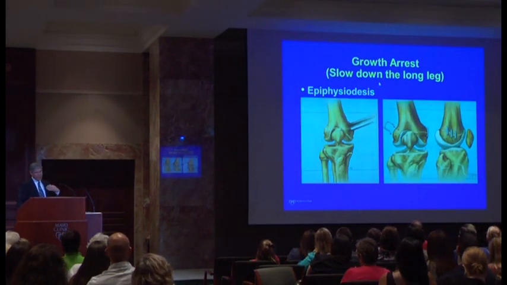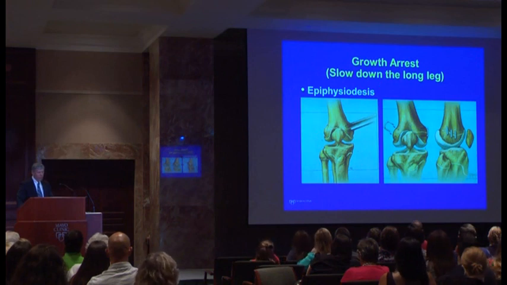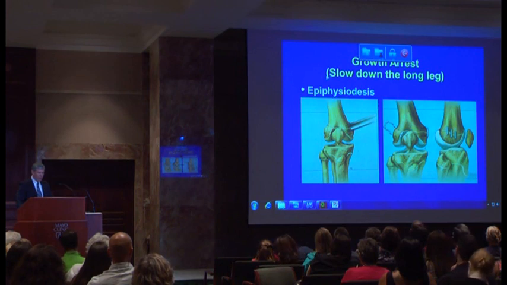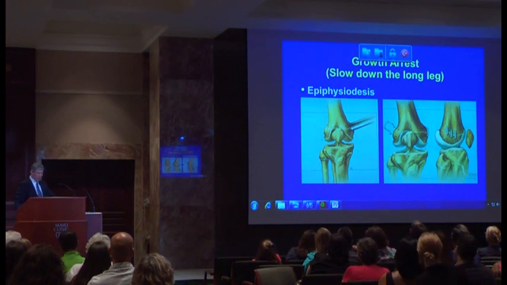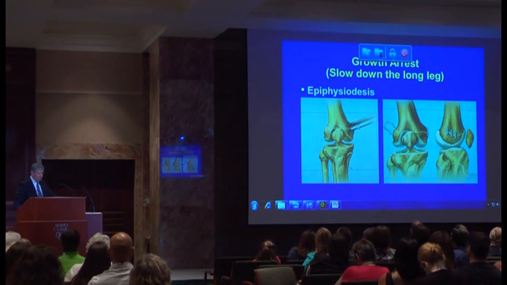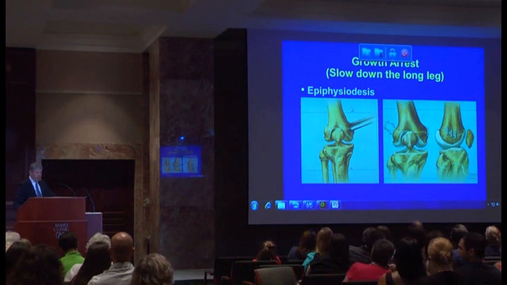If the leg length difference is between 3/4 of an inch and maybe 2 inches, we will talk about trying to slow down the longer leg. And we do that with an operation called growth arrest or epiphysiodesis. It's a big long name that you don't really need to remember, but what we do is we go down to that growth plate around the knee, and we actually damage it, hurt it, or stop it. You can do that by taking a piece of it out, by drilling a hole in it, or by putting a little staple across it. There are lots of ways to hurt the growth plate.